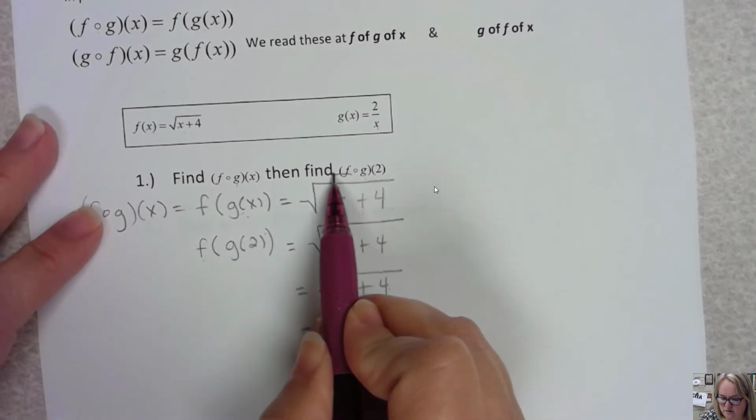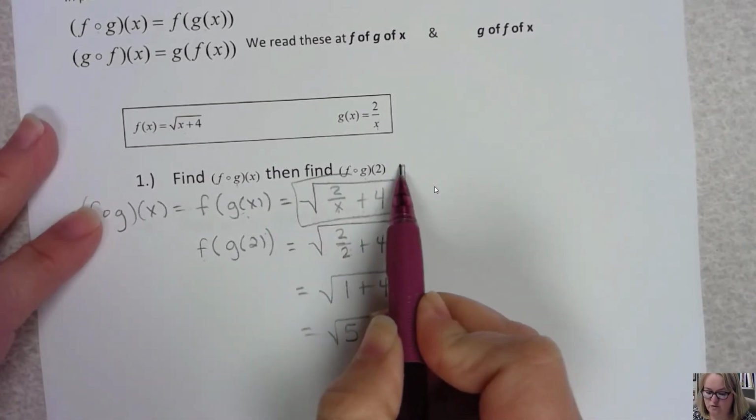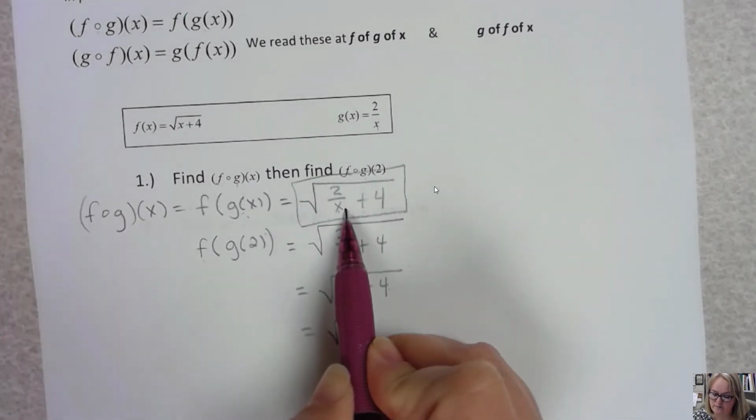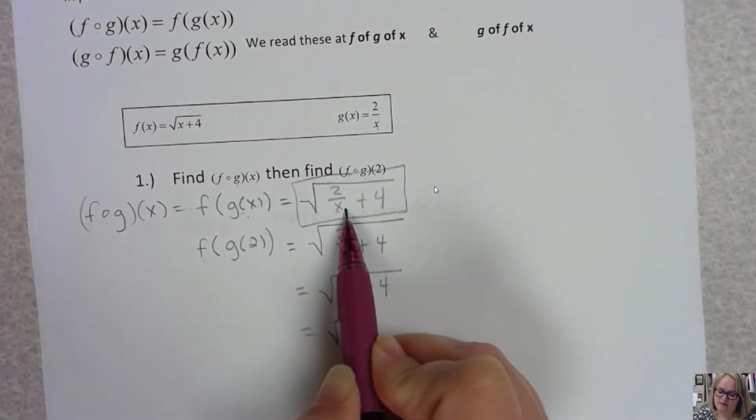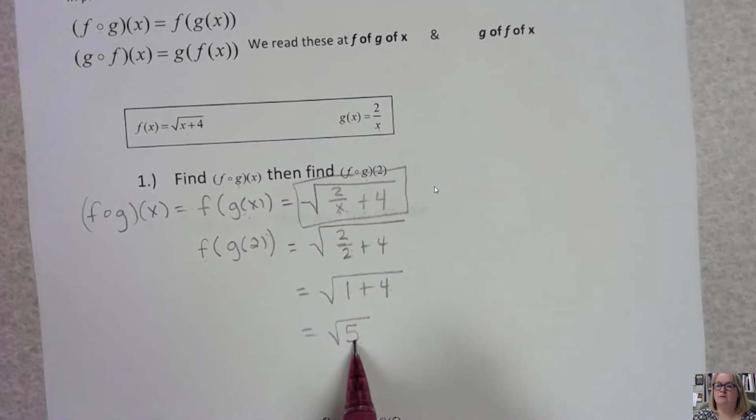So here are the two answers we were looking for. The square root of 2 over x plus 4 is f of g of x, or f composite g, and then f of g of 2 is the square root of 5.